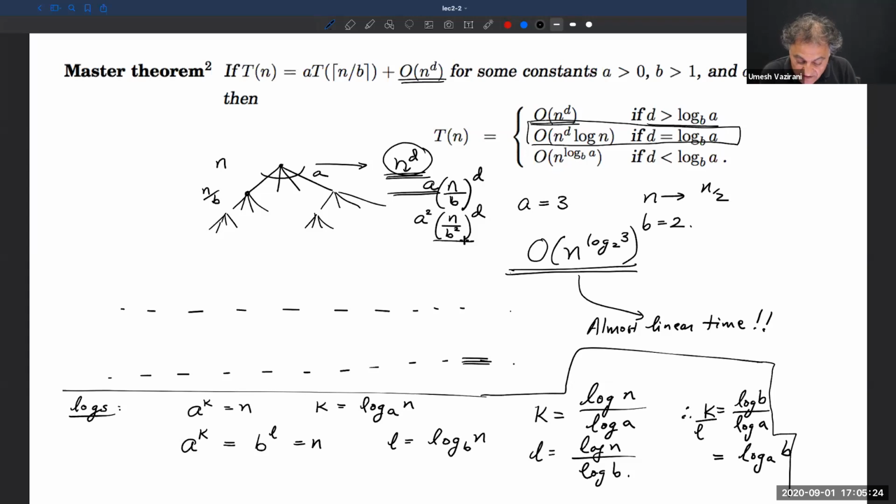Each gluing takes this time, and there are so many problems to solve, and so this keeps going on. This is a geometric series. And now there are three cases.